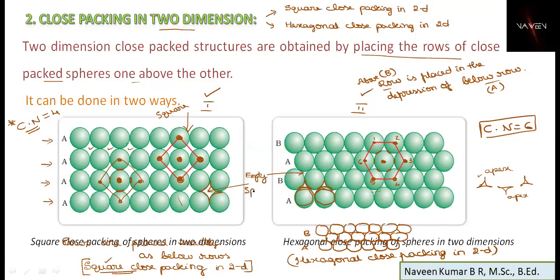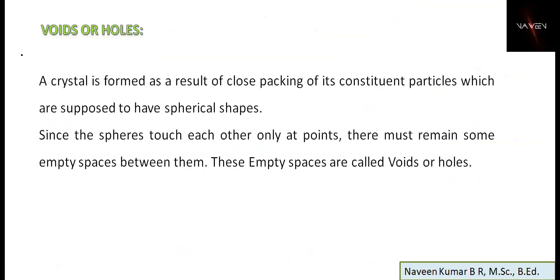Such empty spaces are referred to as voids. With respect to crystal definition terms, the term used for empty spaces formed in the regular arrangement of particles is called voids. Now we'll try to observe that. So what are voids? Voids are holes. We can call them empty spaces between the particles.